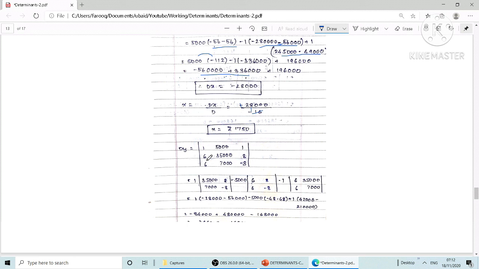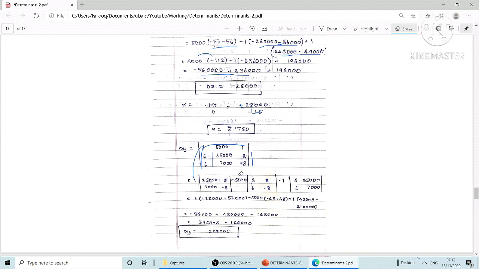In a similar way we will find dy here, but in place of b1, b2, b3 we will put the values of d1, d2, d3, that is 5,000, 35,000 and 7,000. Then again copy this one as it is down, hide first column and first row. What is left? 35,000 and 7,000 is left, 8 and minus 8 is left. Copy it down as it is. Copy this 5,000 as it is down, hide first column and second row. What is left? 6 and 6 is left, 8 and minus 8 is left. Copy this down as it is.